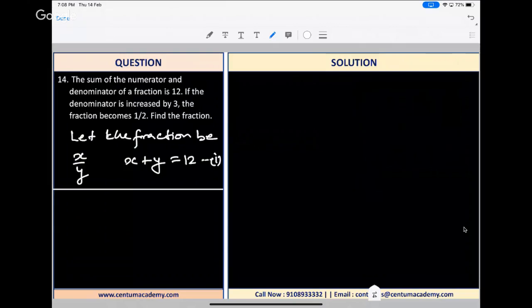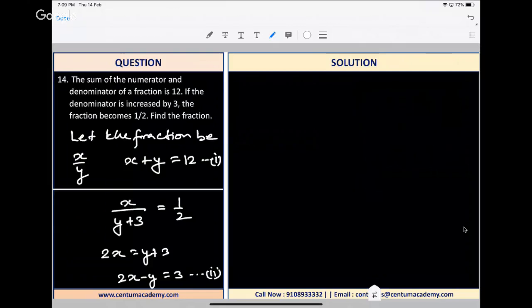If the denominator is increased by 3, that means y becomes y plus 3. The fraction becomes 1 by 2. So hence x upon y plus 3 equals 1 upon 2. So you have to find out x and y. So let's cross multiply. You'll get 2x equals y plus 3, right? And hence you simplify it, you will get 2x minus y is equal to 3. This is equation number 2.